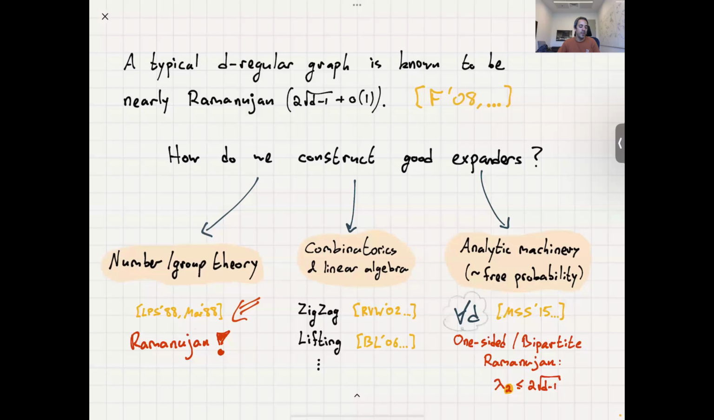And here, already from the get-go, these two papers gave an explicit construction, very explicit. I'm not going to go into the different definitions of explicit, but think of the intuitive notion of explicitness. They give a very explicit construction of expander graphs which are Ramanujan. So already from the get-go, the story ended.